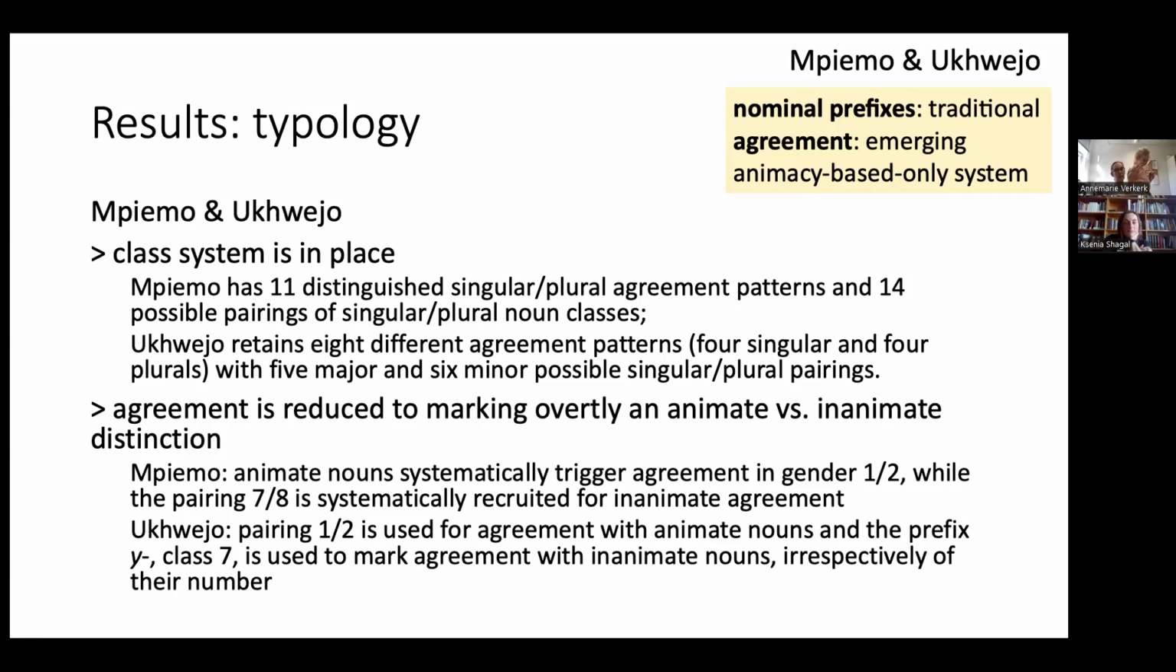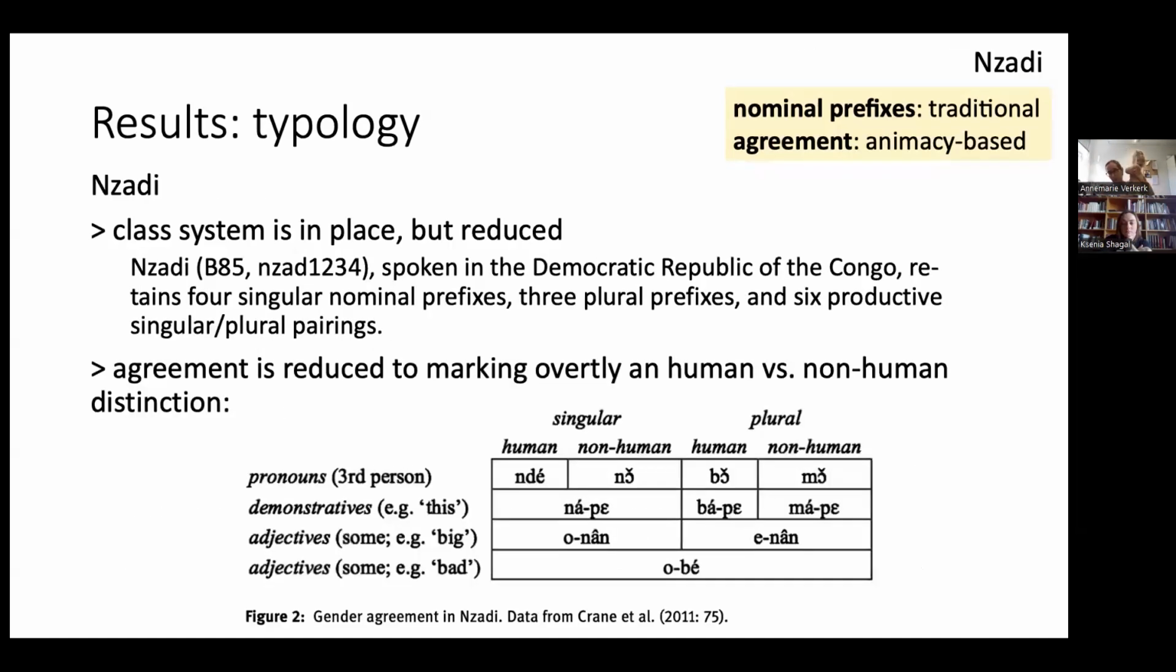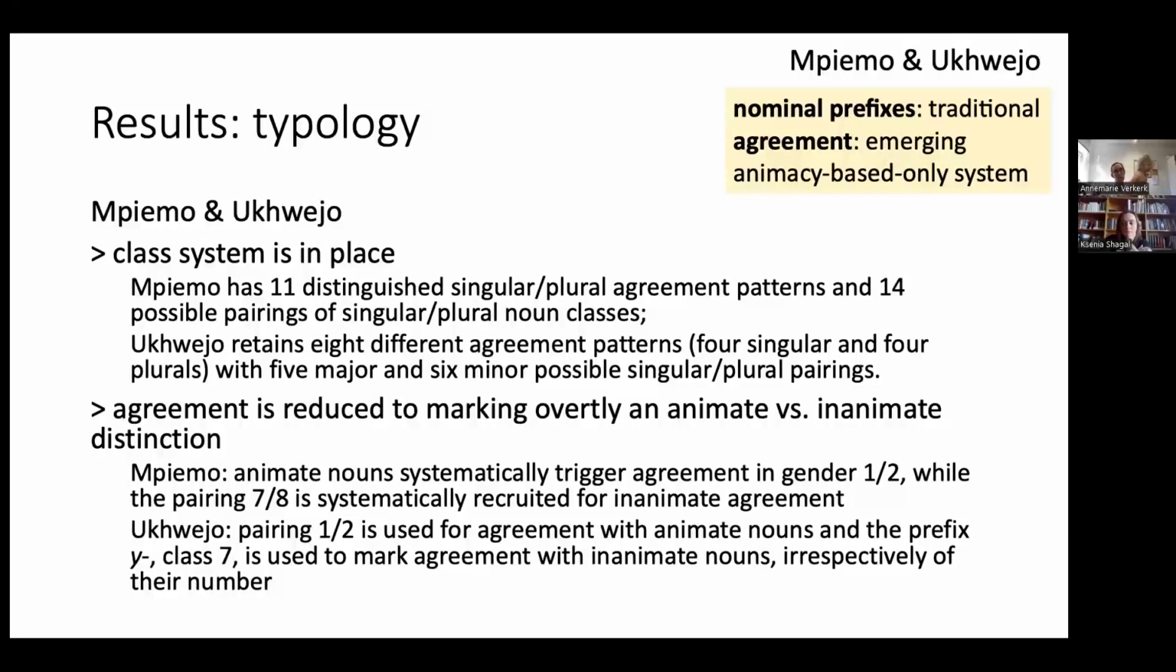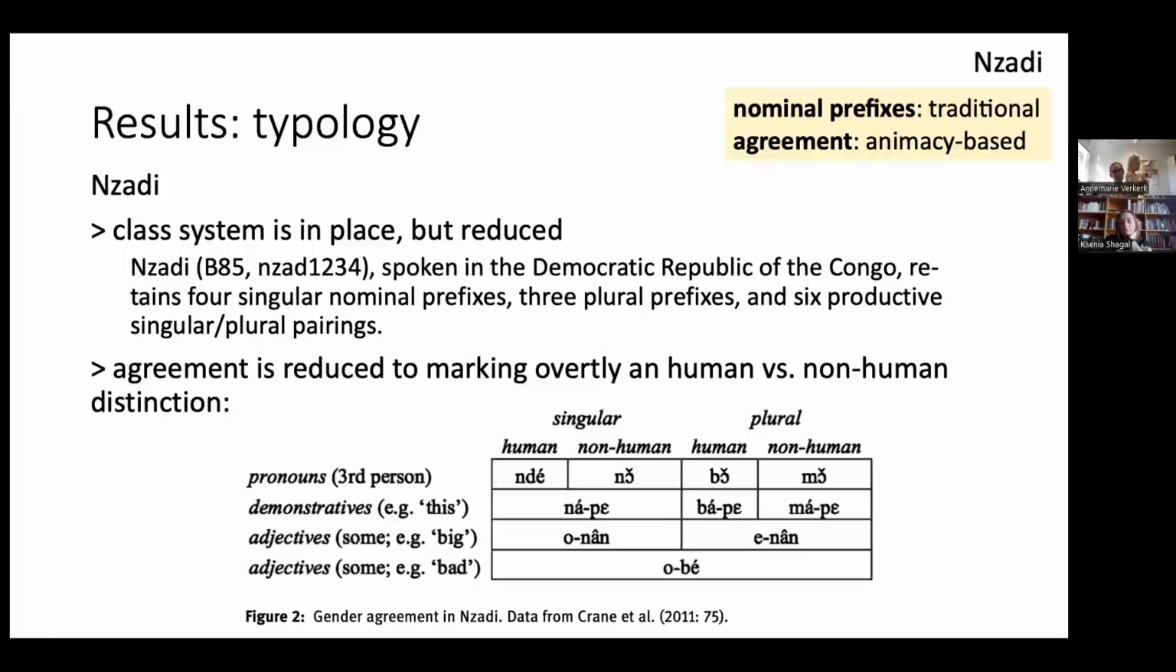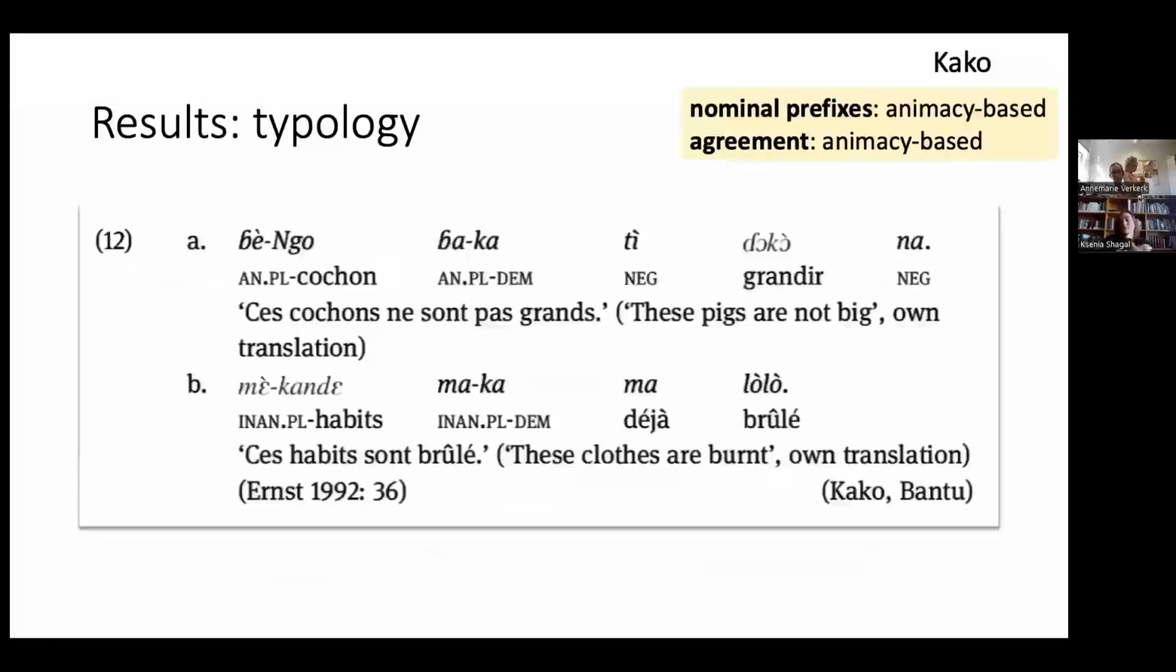And in Nukuyo, it's quite similar, except that it's just a prefix of class 7 that's used to mark agreement with inanimate nouns. And there's no plural correspondence, right? So the E prefix is number invariant. Okay. And the outcome, if Mipimo and Nukuyo are developing further, is that they end up being very similar to Nzadi. And then we have languages that are even more comprehensively restructured gender systems. I'm going to give very few examples of this because it's going to take way too much time.